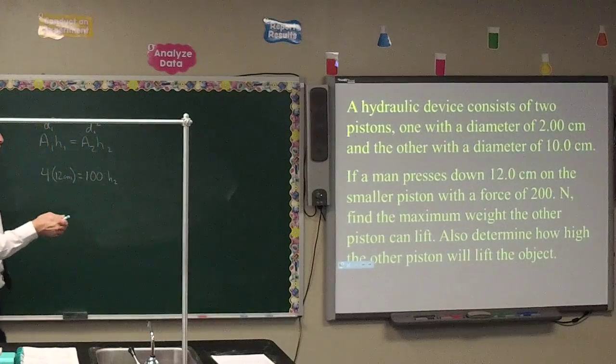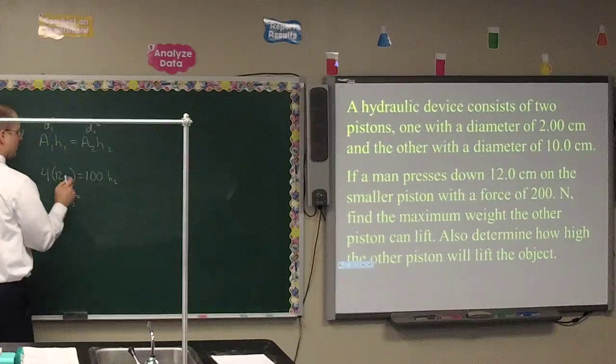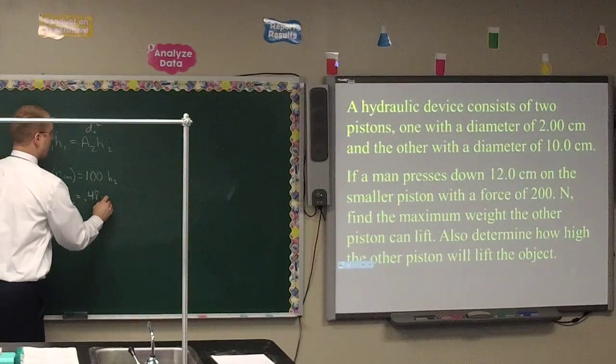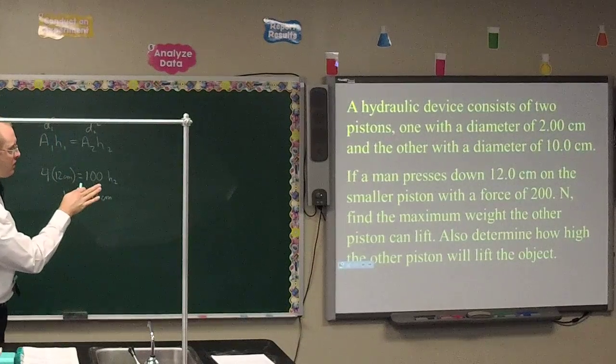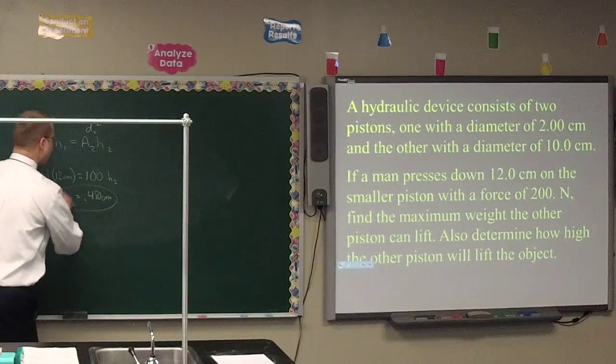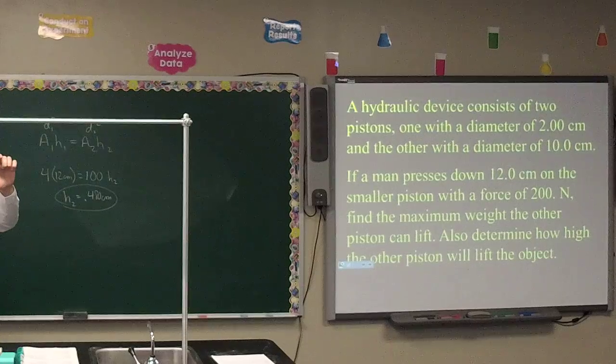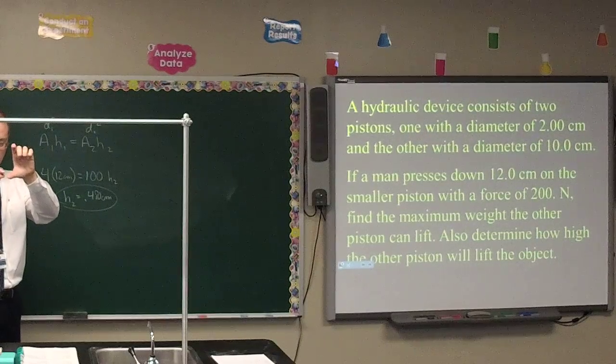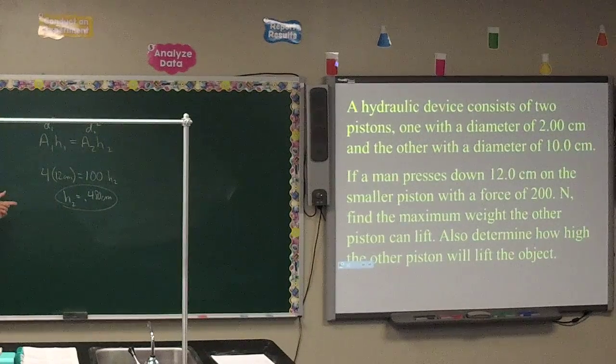So you're actually finding the second answer: how high will the other piston lift the object? And what did you get for h sub 2? 0.48 centimeters. There we go, and you need 3 sig figs, so 0.480 centimeters. All right, good. So the guy pushes down 12 centimeters, and it pushes up half a centimeter. Do we get that for the second answer?